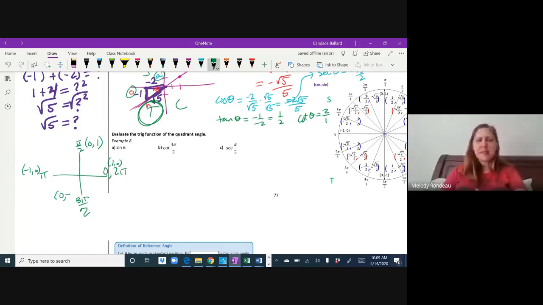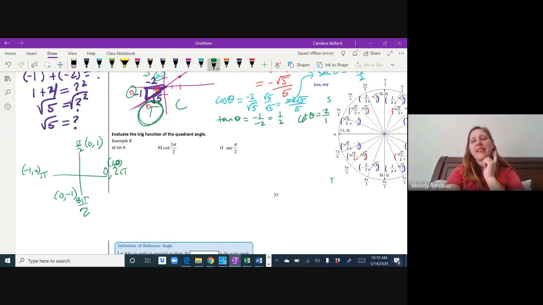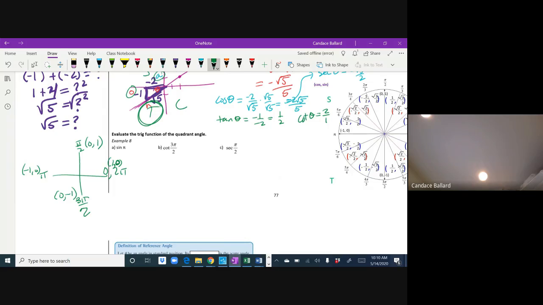Mrs. Ballard? Yes. I have a question. If you're doing the quick sketch, how do you know that the number is 1 in your ordered pair? Because the length of the radius of the unit circle is always 1. Oh, got it. Okay. Yes, always 1.